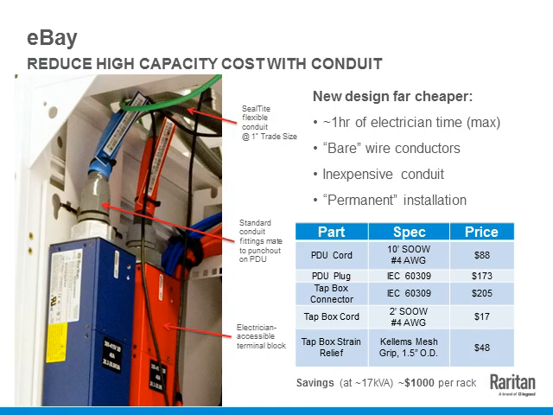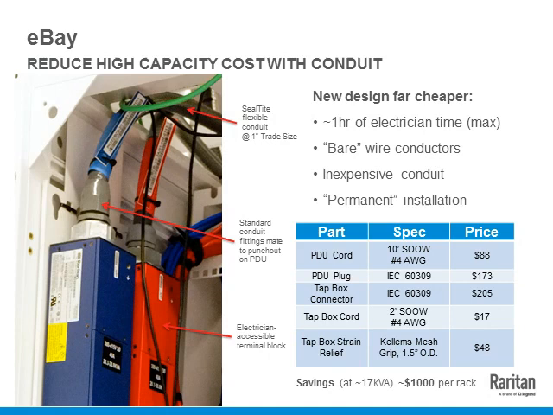Then we eliminated the tap box cord itself. So there are no lugs, either going from the power strip or coming in from the tap box. That's another savings in the range of $20. And then miscellaneous items like strain relief and things like that. So overall, it came down to around $1,000 per rack as significant savings.